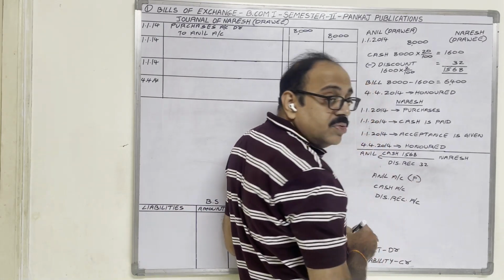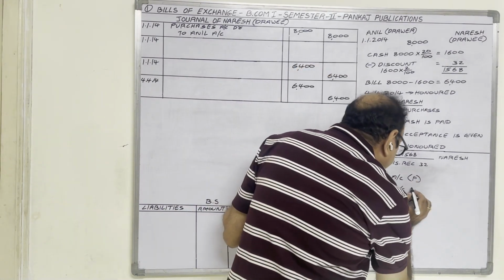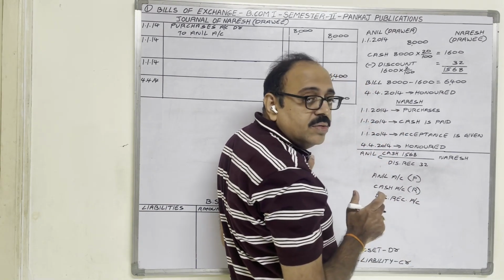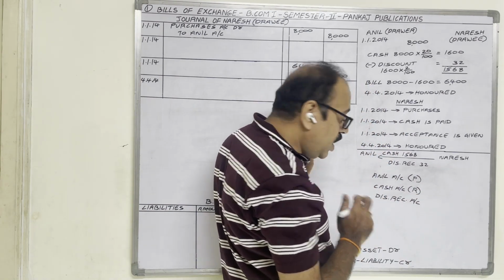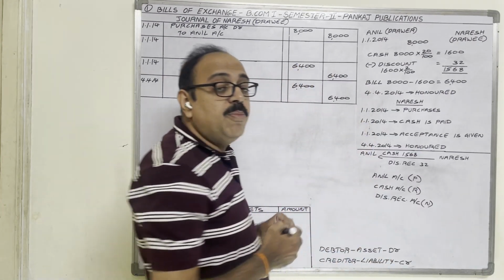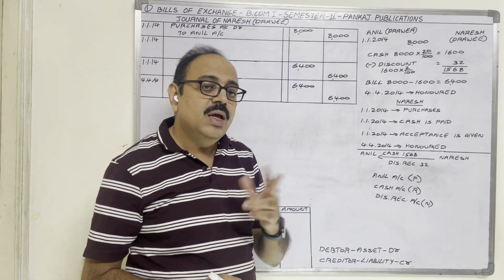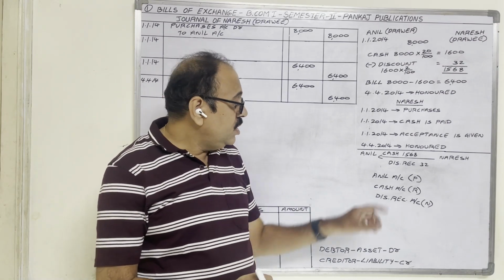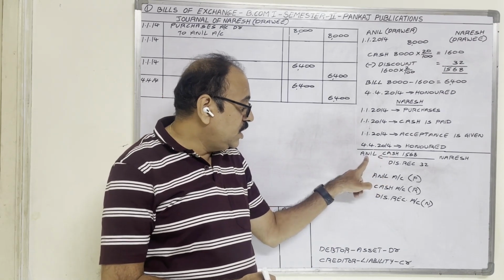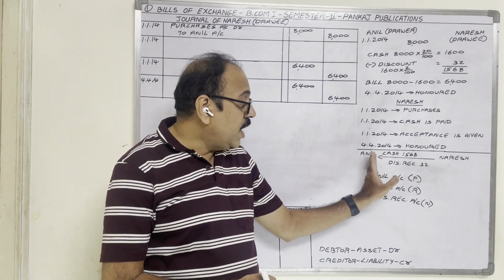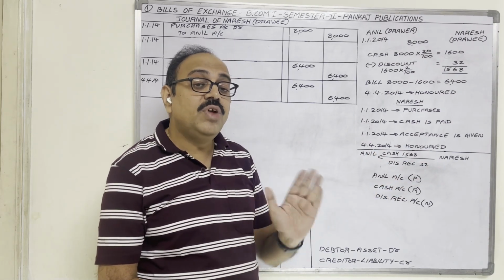Cash is an asset, therefore a real account. Discount received is a gain, so gains come under nominal account. Last step, apply the rules. For personal account, the rule is debit the receiver, credit the giver. Here, for cash, Anil is a receiver. For discount, Anil is a giver. Anil is giving discount, no?